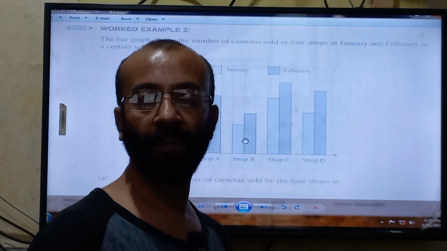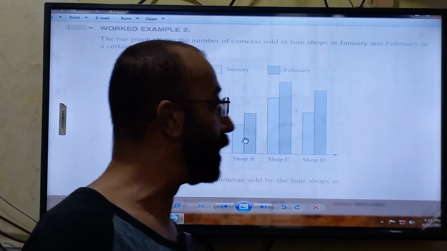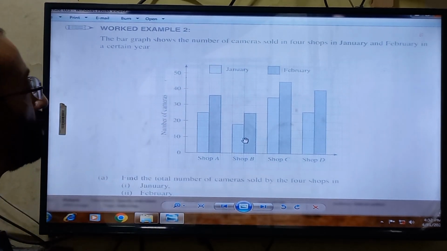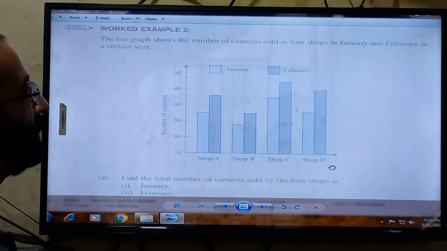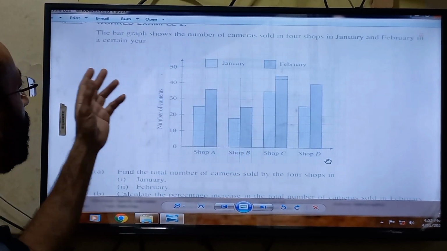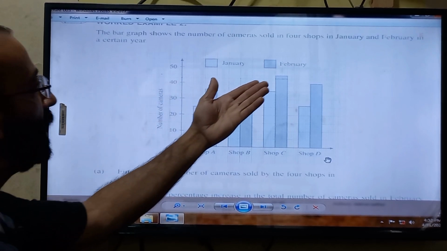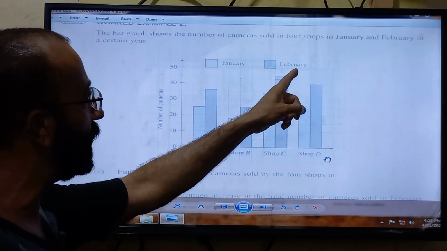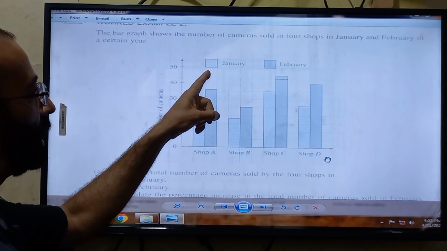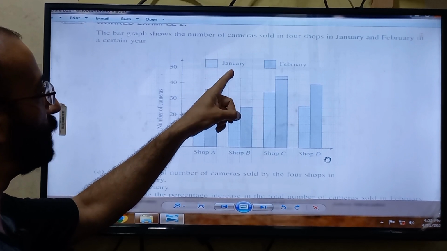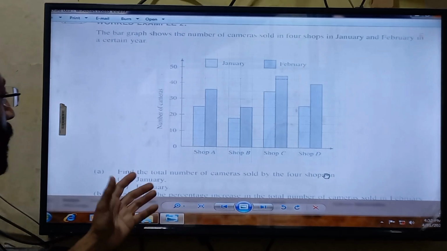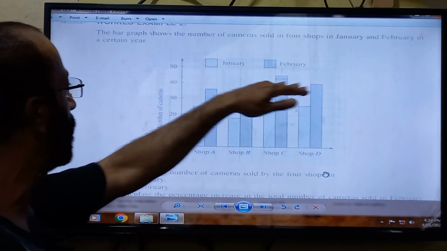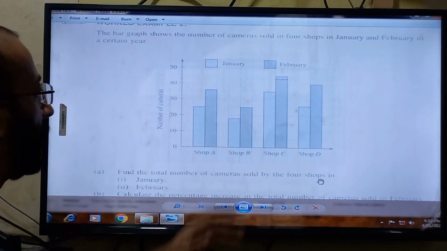Now we are going to solve a question on a double bar chart. So concentrate yourself. The bar graph shows the number of cameras sold in 4 shops in January and February in a certain year. And here is the key. The gray color represents the February month and light blue color stands for January month. So this is the key. And here are shops A, B, C, and D, and cameras sold are represented on the bar graph.